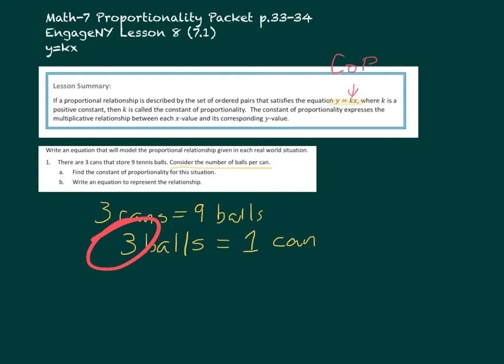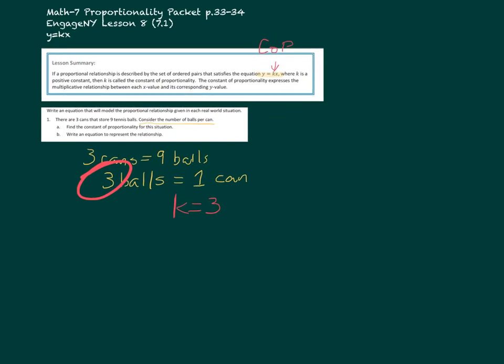So k here equals 3. And now, as for the equation, which is part B, I kept saying earlier that this equation will take this form, y equals kx. So y equals kx. That means for your equation here, k is 3. So your equation will look like this, y equals 3x. You don't need to know what x and y are, but 3 is the constant.